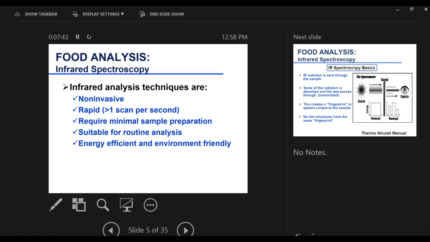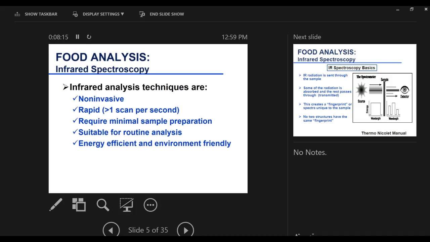However, you need to have a homogeneous sample. If it's solid matter, it needs to be in a flour form, with particles of kind of equal size and packed properly. Every time you run the sample, it has to be packed in the same manner to get consistent results. So it's suitable for routine analysis, energy efficient, environmentally friendly, so it's a really good, cool technique.